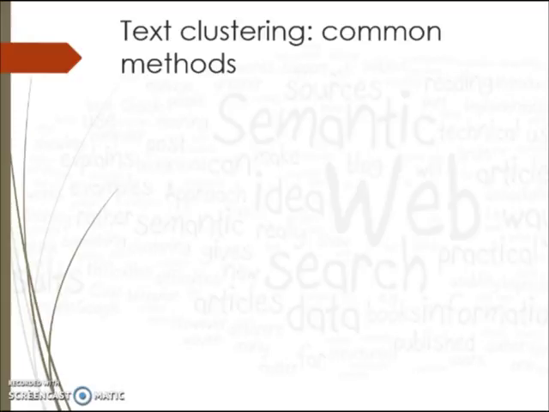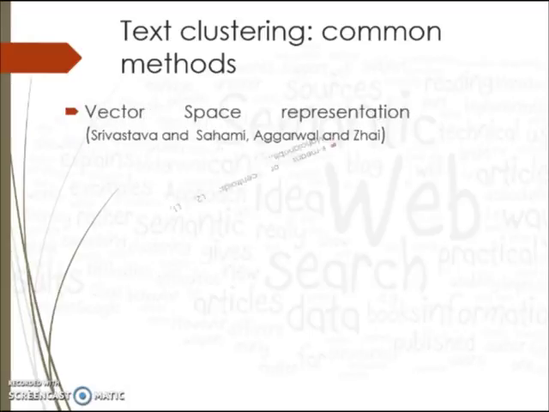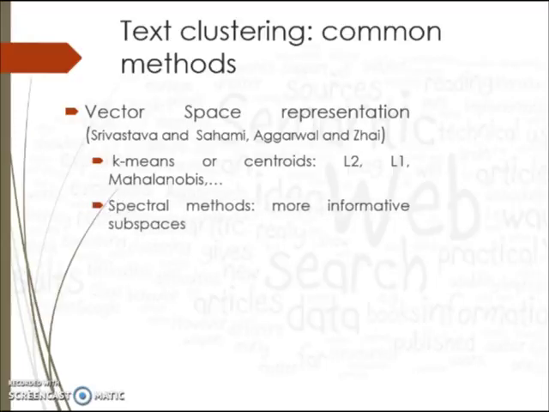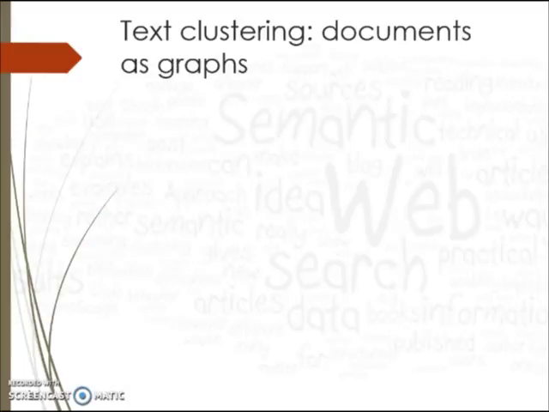So, what are common methods once we have this vector space representation? Then we can use k-means or centroid methods based on L2, L1, or Mahalanobis distances, which are the most common ones. Or we can think of spectral methods related to our more informative subspaces. Or we can use density methods based on bins. Or we can use kernel methods, which are very interesting because what you do is map your observation space to a feature space, and that's very related to spectral methods.